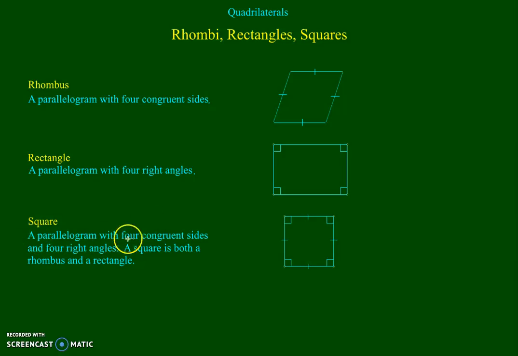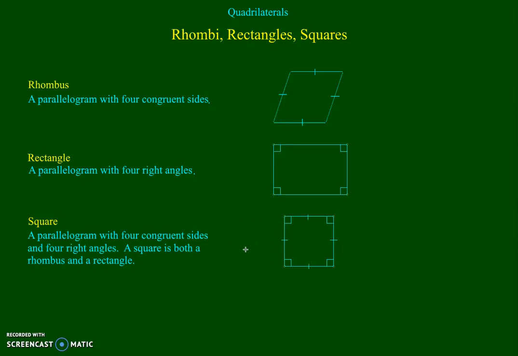So a parallelogram with four congruent sides and four right angles is the definition of a square, but a square is also both a rhombus and a rectangle. That's going to come in handy in many problems when you're trying to distinguish the two. So a square is a rectangle, but a rectangle doesn't necessarily have to be a square. A square is a rhombus, but a rhombus doesn't necessarily have to be a square. So that distinction is going to become clear as we go through the rest of these details.